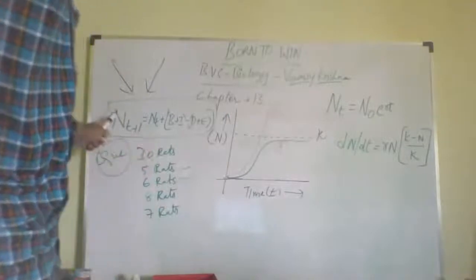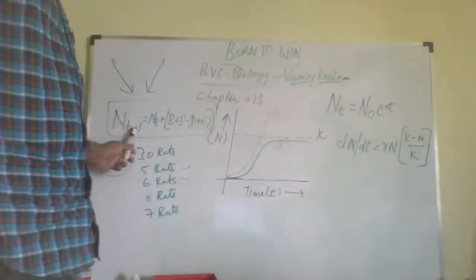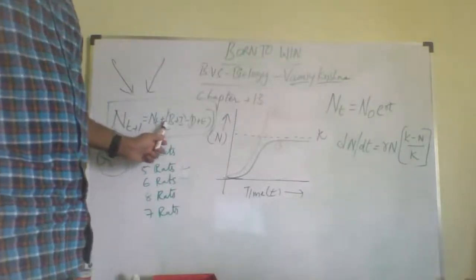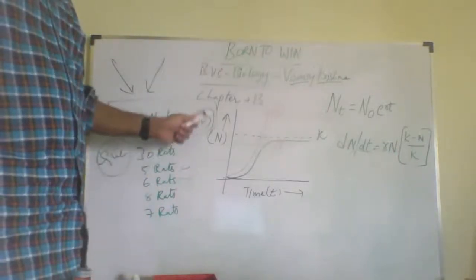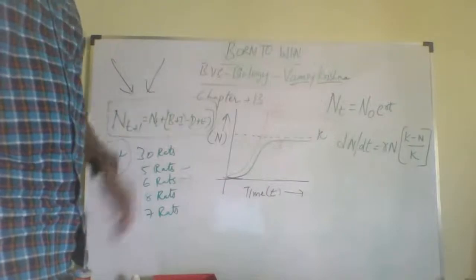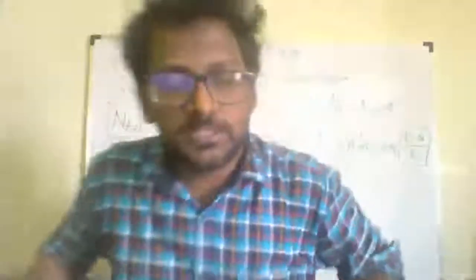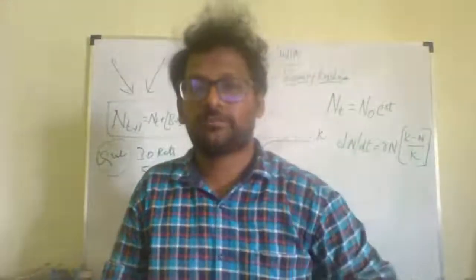So if you see this, Nt+1 equals Nt + B + I − D + E. Based upon this we have done numericals also. We can do some numericals. It means how this population density can be affected, right?